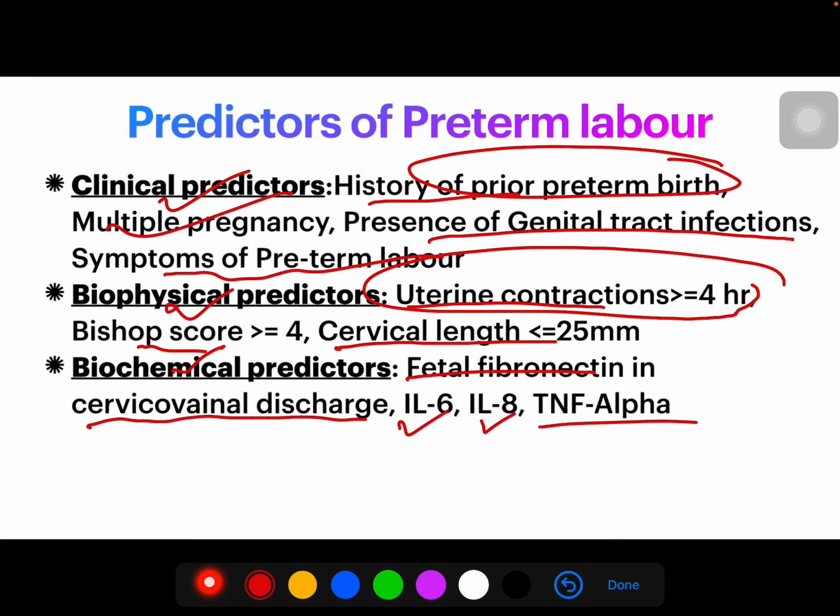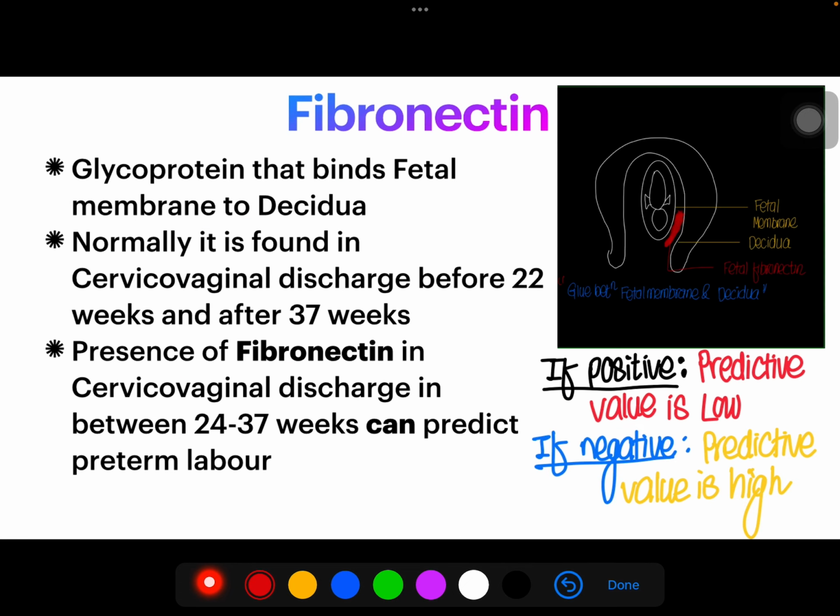So let's talk about fetal fibronectin in some detail. It is a glycoprotein that binds the fetal membrane to the decidua. If this is the fetal membrane and this is the decidua, this is the fibronectin. So it acts as a glue between the fetal membrane and the decidua. Normally it is found in the cervicovaginal discharge before 22 weeks and after 37 weeks.